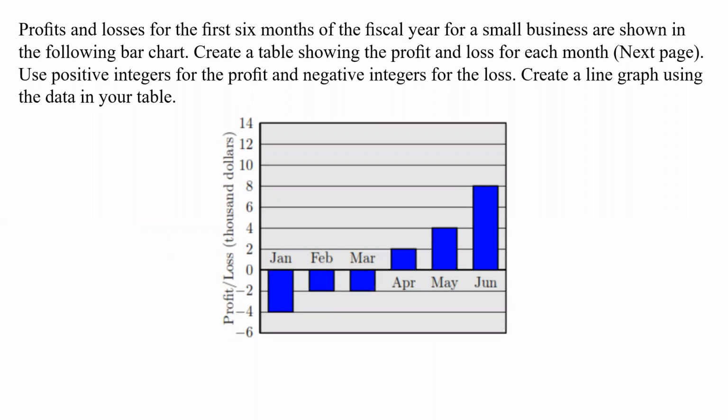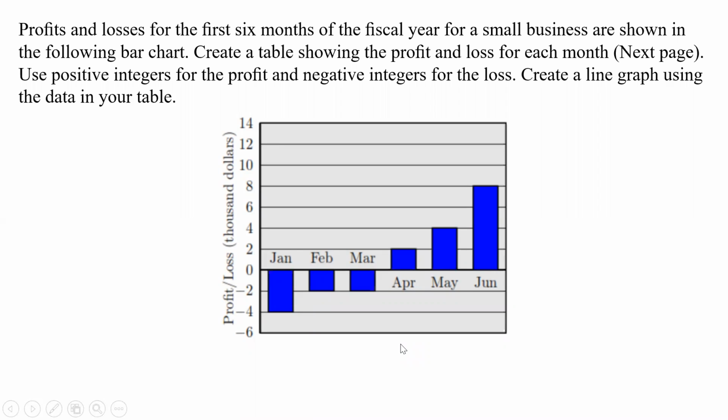Okay, so we have profits and losses for the first 6 months of the fiscal year for a small business shown in the following bar chart. Okay, so this is our profits and losses. It's in thousands of dollars, and it's for January through June. What we're supposed to do is create a table showing the profit and loss for each month on the next page. So I've made a table so we can fill it in easily. And we're going to use positive integers for the profit and negative integers for the loss. And then after that, we're going to create a line graph using the data in our table.